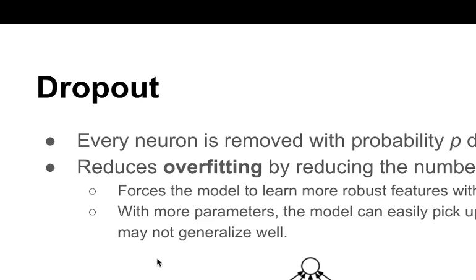Now, the whole reason why you do this is that it forces the model to learn more robust features with fewer parameters. A big reason why your model might overfit is because it has too many parameters that are able to pick up the noise and shortcuts in the training data that may not generalize well. If you have too many parameters, some of them might pick up a feature that's actually not useful. So that's the whole idea: you're trying to reduce the capacity of your network by making it smaller.